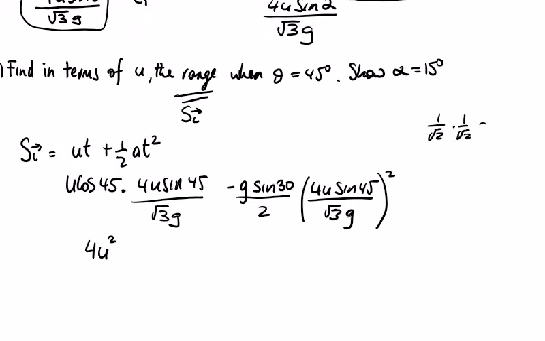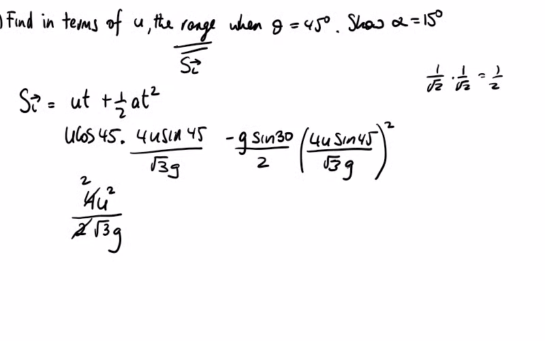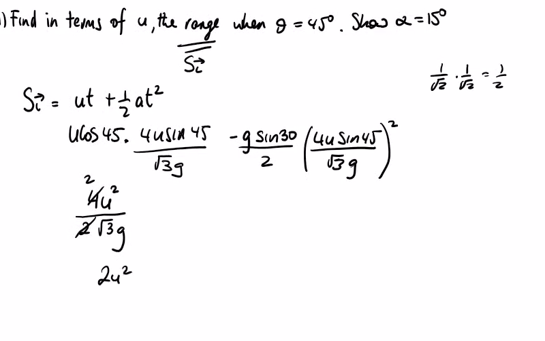And that's going to give me 1 over 2, so it's going to be over 2 root 3 g, and the 2 and the 4. So this left hand side, we just finish off the simplifying here. 2u squared over root 3g is that part.